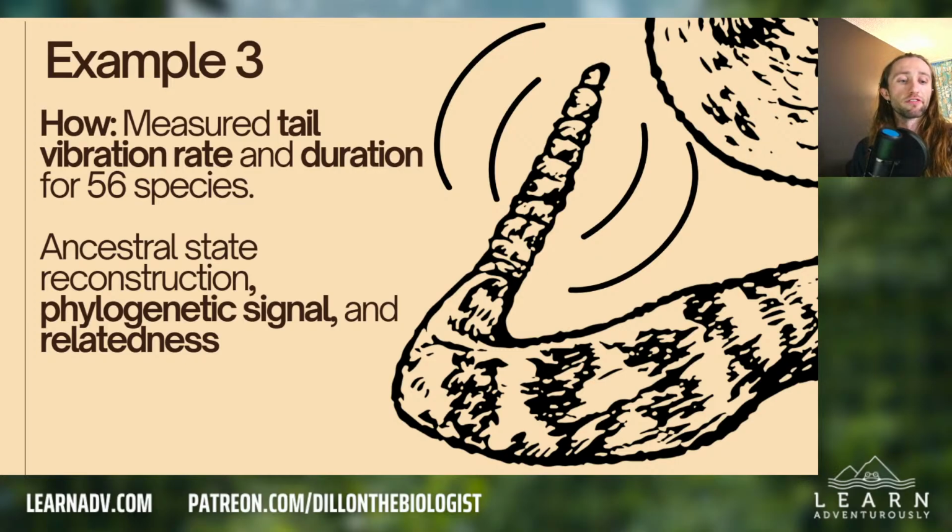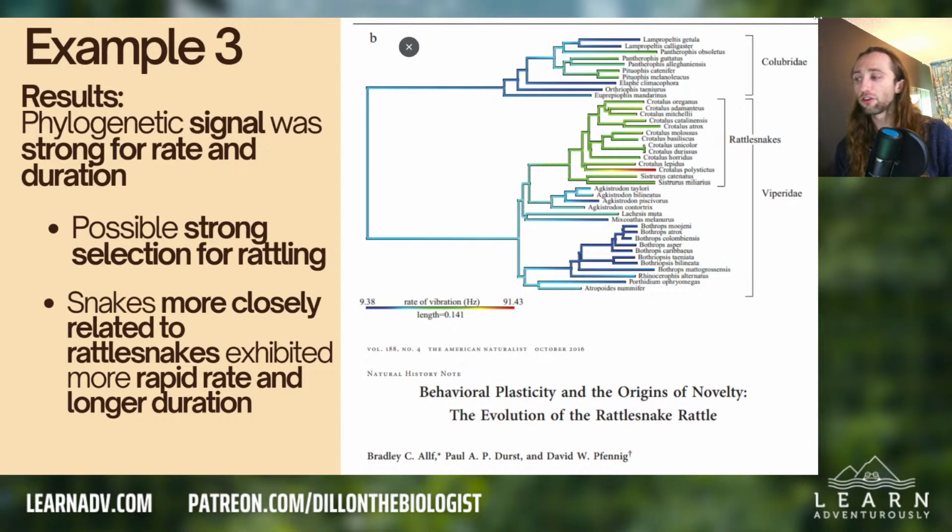They were then able to incorporate phylogenetic information and do ancestral state reconstruction. But for the purpose of this presentation, they really focused on phylogenetic signal and the relatedness of the organisms. So what did they find? They found phylogenetic signal was very strong for rate and duration, indicating there was possibly strong selection for rattling behavior or tail shaking behavior. And by incorporating that genetic relatedness, they were able to see that snakes which are more closely related to rattlesnakes exhibited a more rapid rate and a longer duration of rattling.